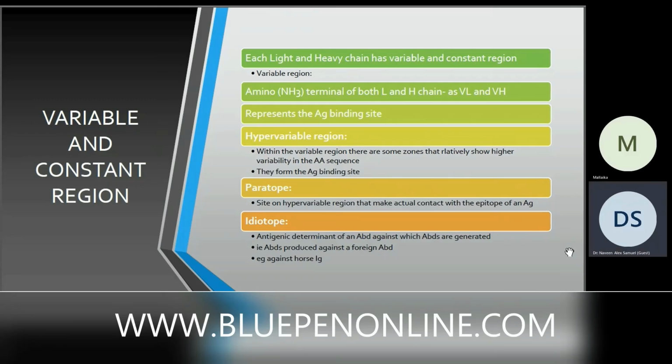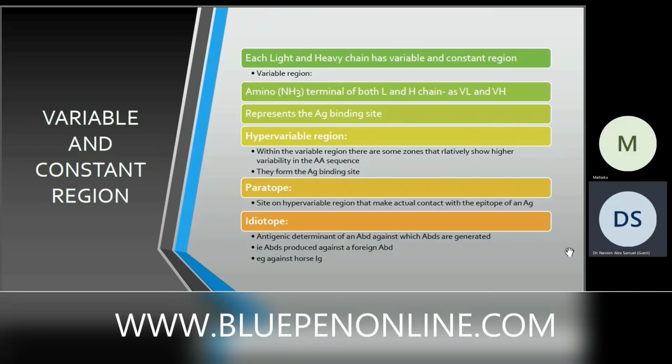Now the variable and constant regions. Each light and heavy chain has a variable and a constant region. The variable region is seen at the amino terminal of both light and heavy chains. The short form is VL, the variable region of the light chain. The light chain has one variable region and one constant region. But the heavy chain has one variable region and 3 constant regions. So the variable heavy chain is VH and the variable light chain is VL.